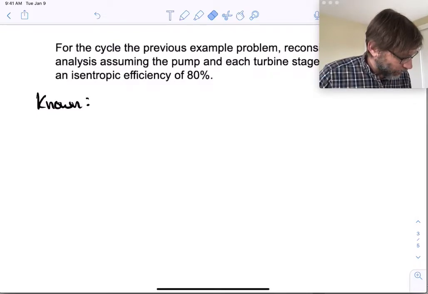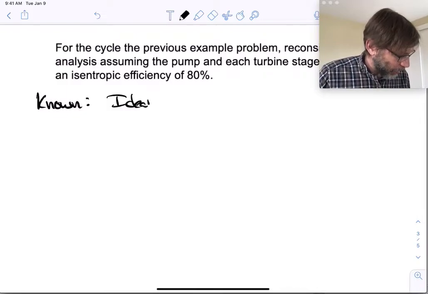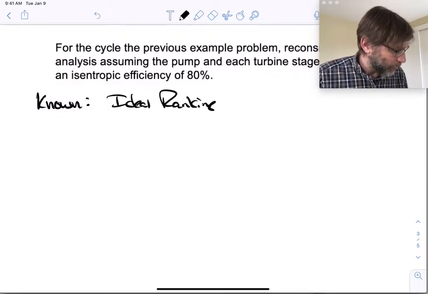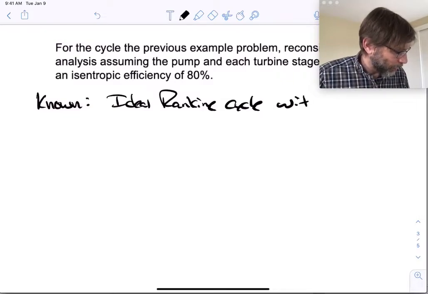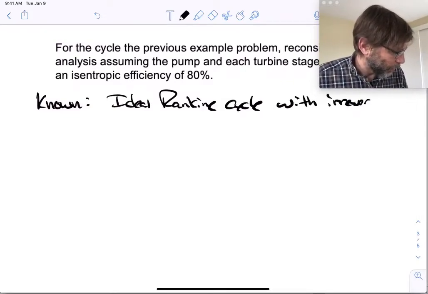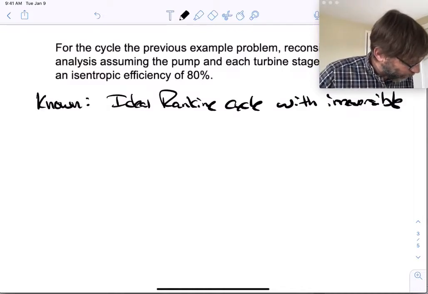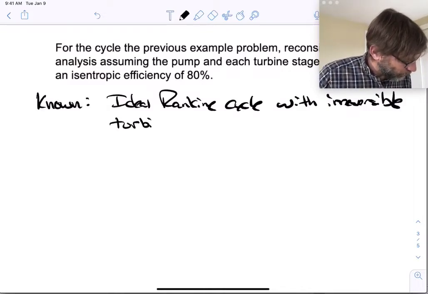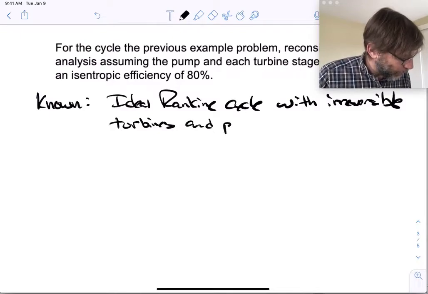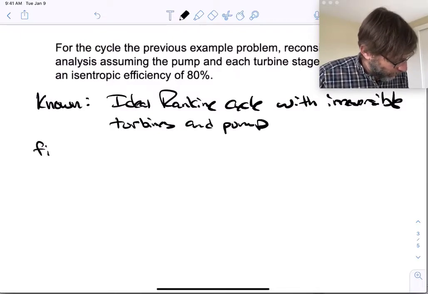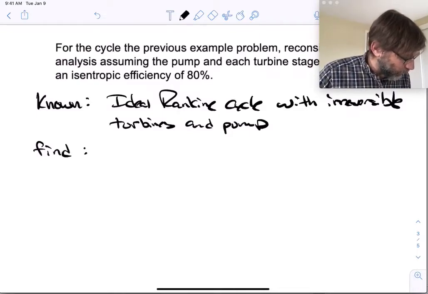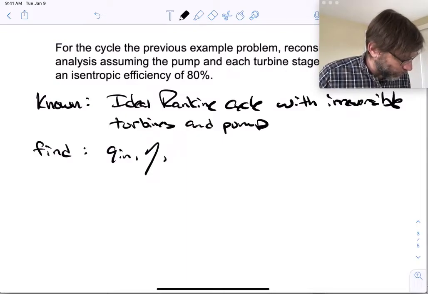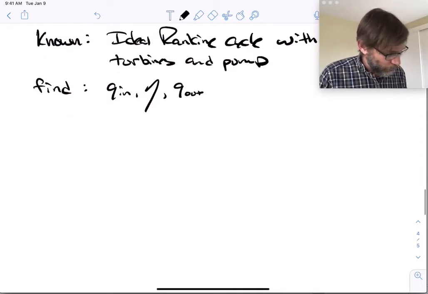So here, known is that we have, not a semi-ideal, I'm going to call it an ideal Rankine cycle with irreversible turbines and pump. We're going to find the same things as before: Q in, thermal efficiency, and Q out. Those are the things we're going to find, just like before.